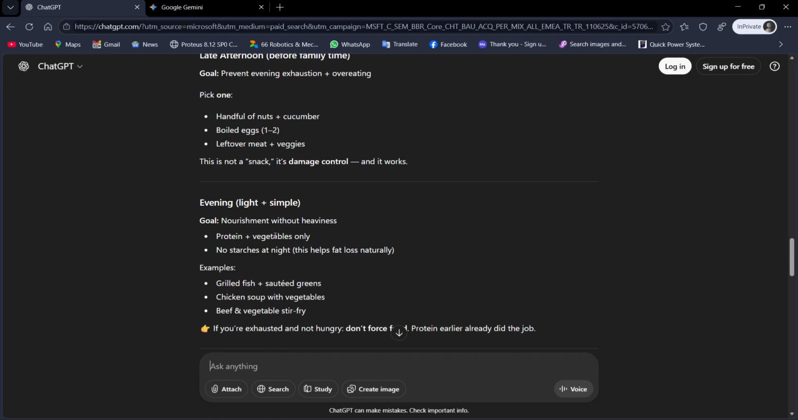And then in the evening, light plus simple. Goal: nourishment without heaviness, so protein plus vegetables only. No starch at night. This helps fat loss naturally.